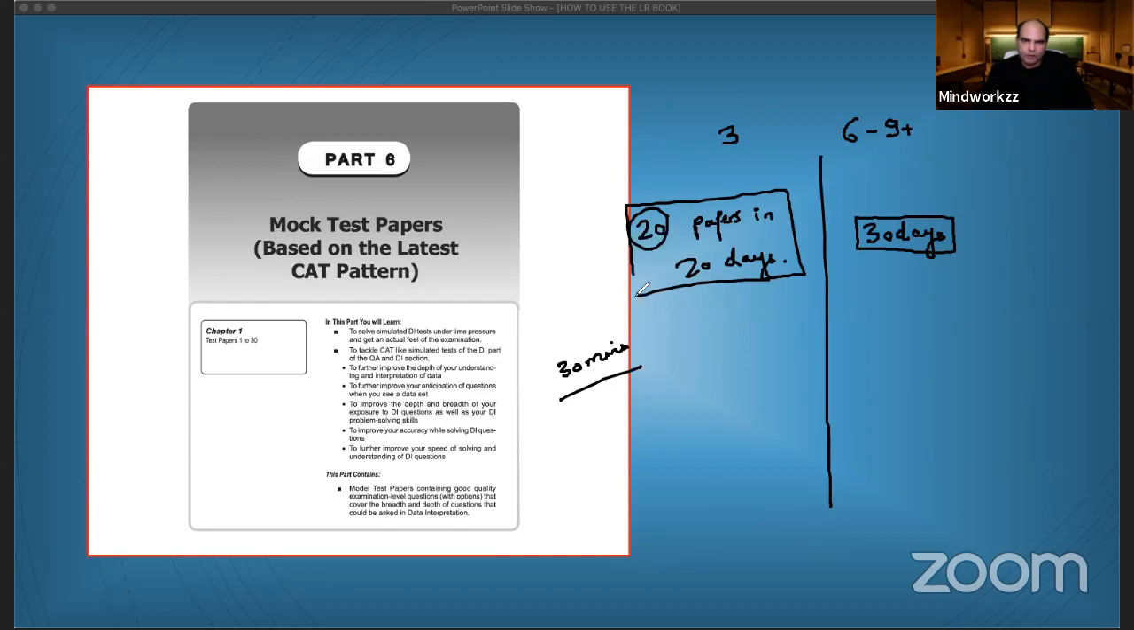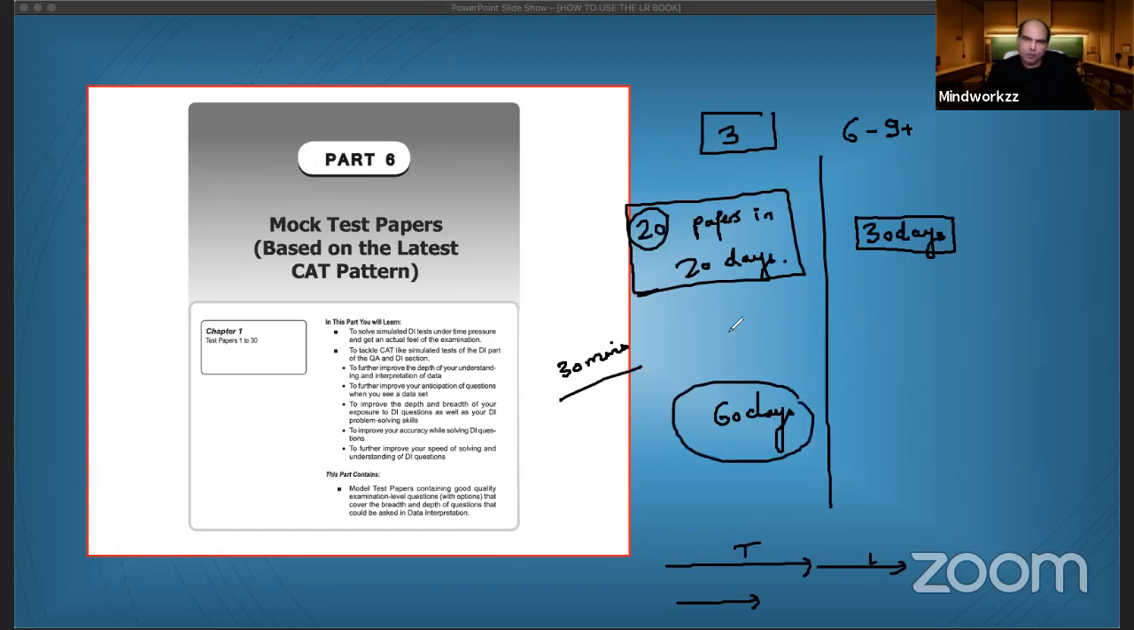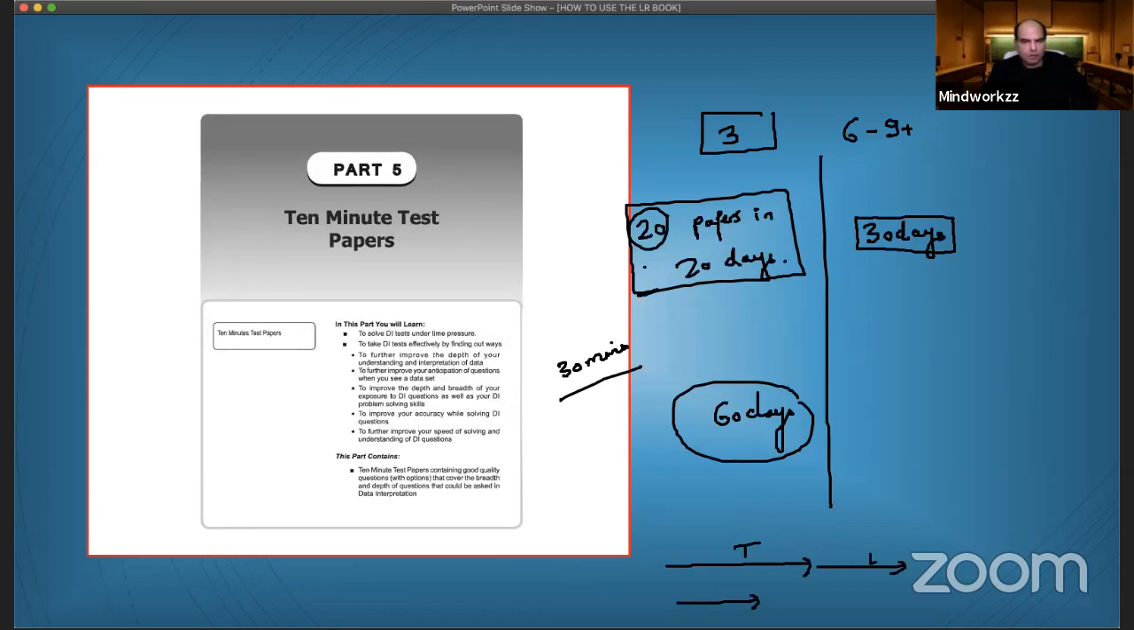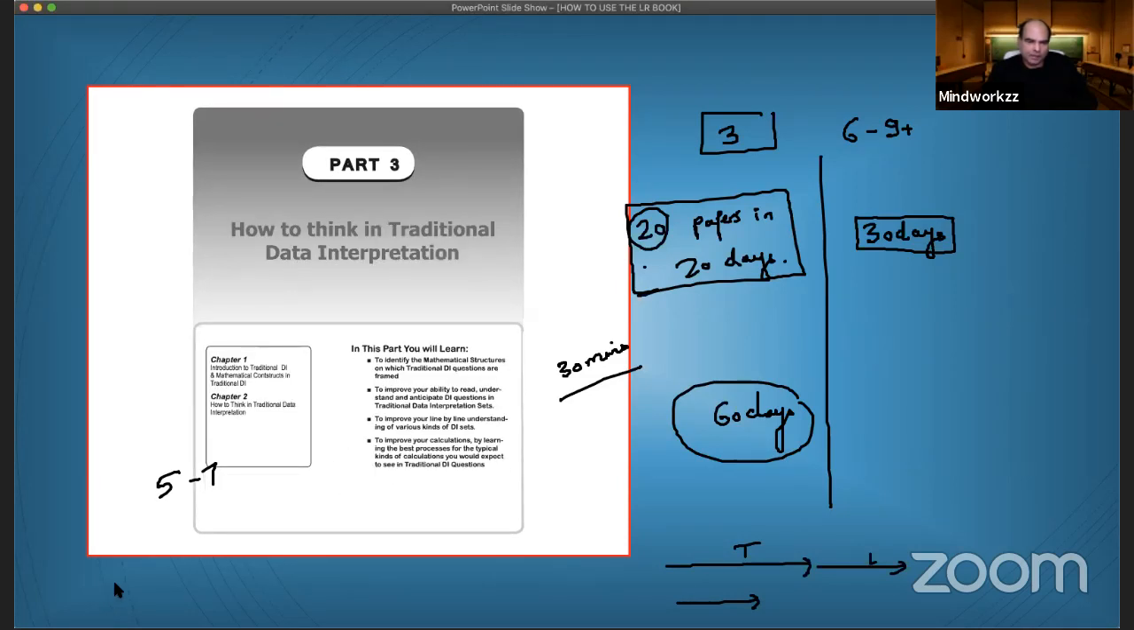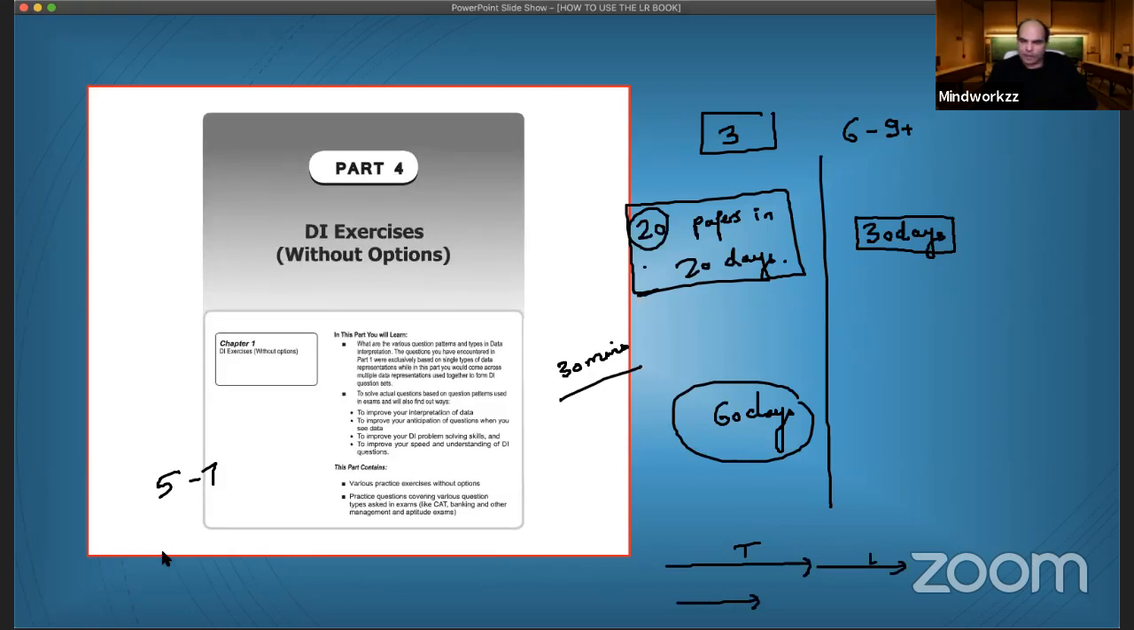Whatever you look at, even in a 3 month framework, it is not sequential that you finish traditional and then start logical. Logical has to start parallelly with traditional. So if you pull your traditional DI preparation to around 60 days, 20 days here on part 6, 5 to 7 days here, and as I said, this is the DI exercise without options. You can skip that.